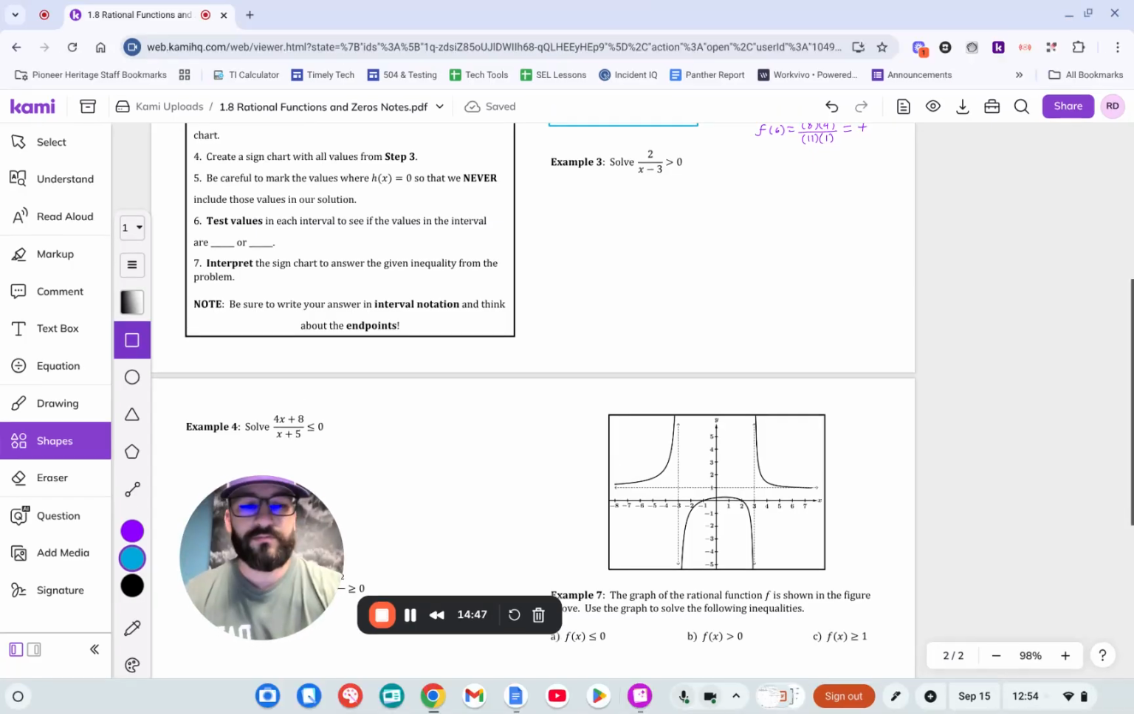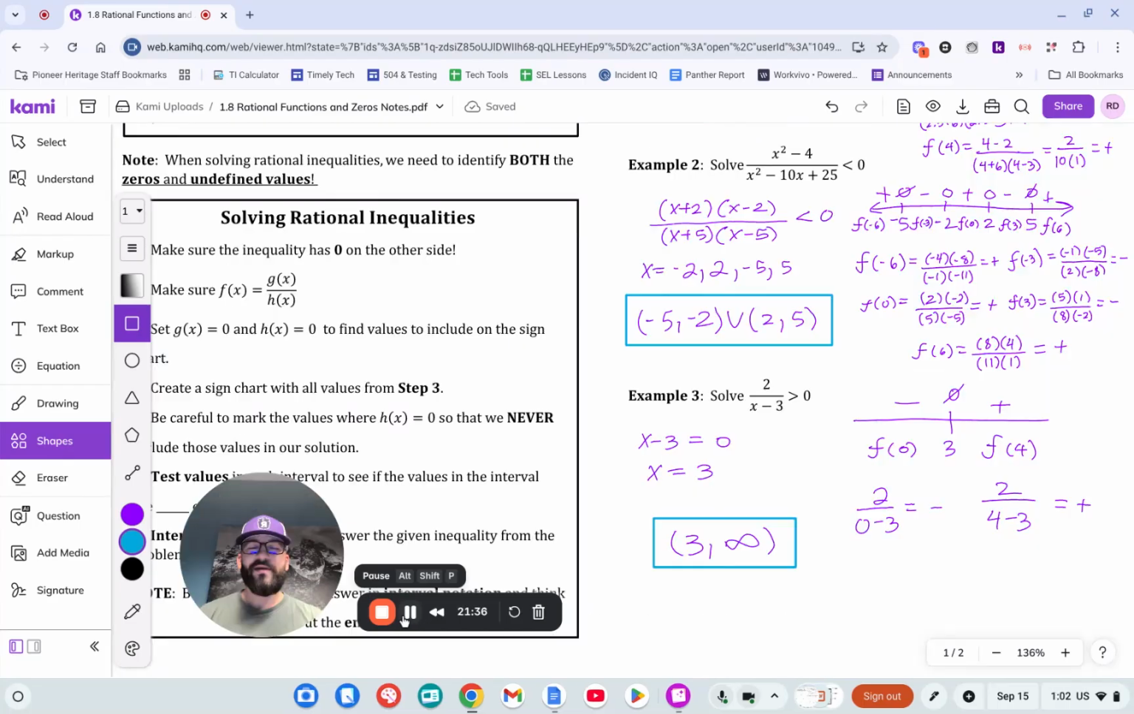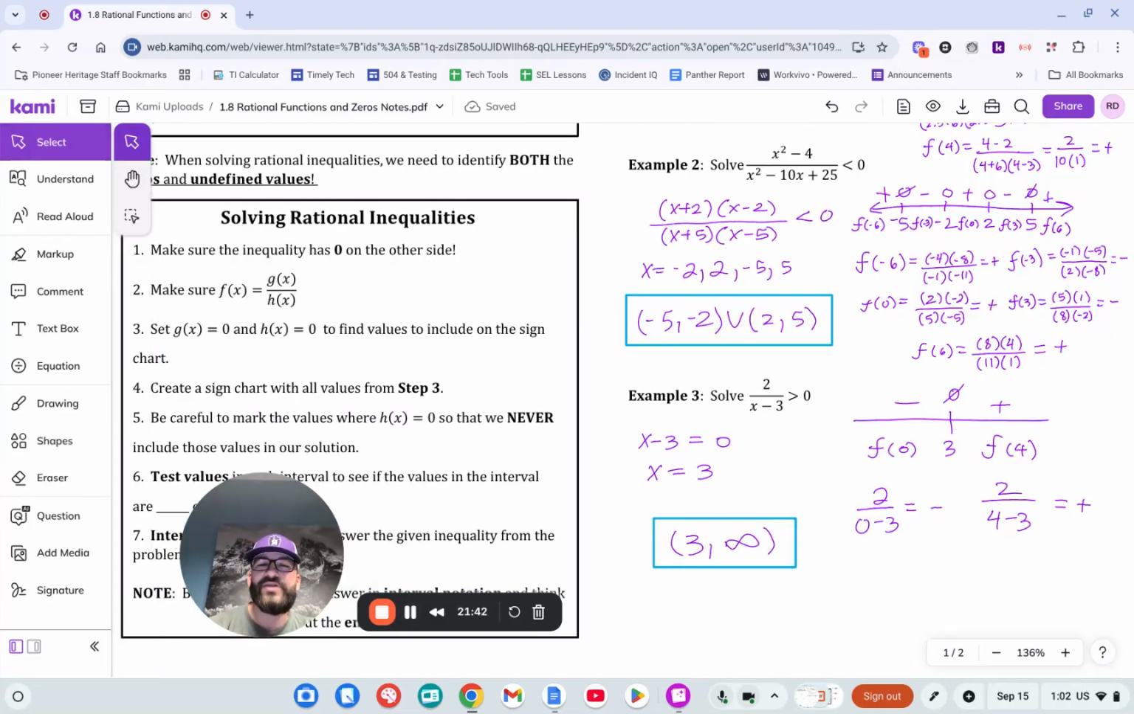All right, y'all, let's go ahead and talk about each of these, make sure we're on the same page. So number three was super nice. Just had the one single zero. So we get x equals 3 as our zero. Setting it up with 3, I picked 0 and 4 to the left and to the right. You could pick really anything.